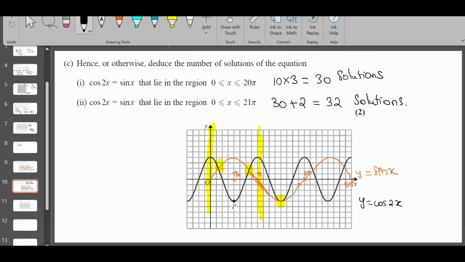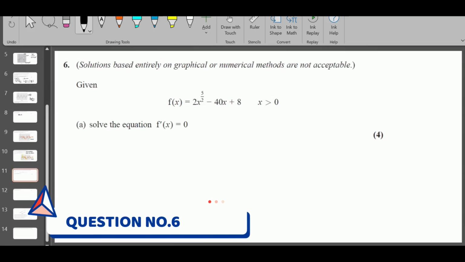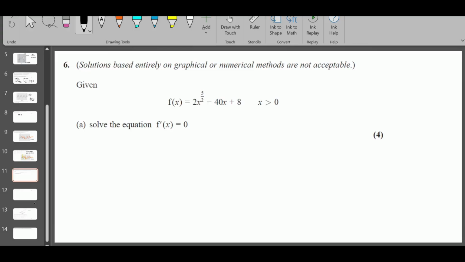That's all. Question number 6. You have a function given. Solve the equation f dash of x is equal to 0. So differentiate it. You will get 2 times 5 over 2 x power 5 over 2 minus 1.